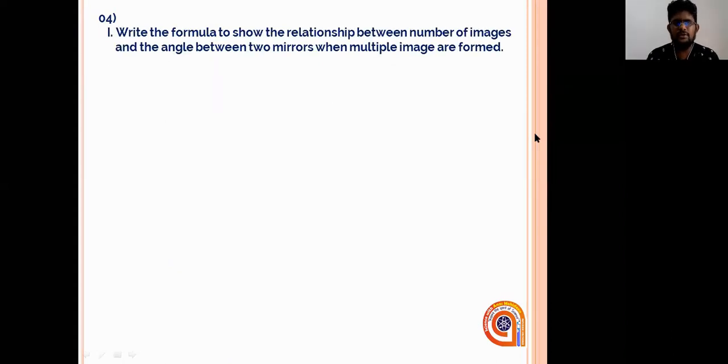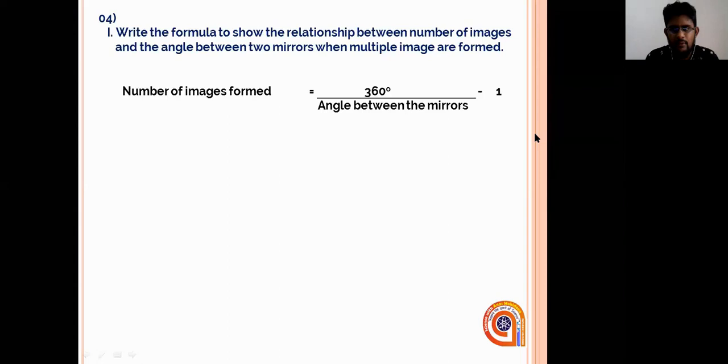Write the formula to show the relationship between the number of images and the angle between two mirrors when multiple images are formed. When we are using one plane mirror, only one image we can see. If we are using two plane mirrors placed at an angle, then there will be multiple images formed, more images formed. It depends on the angle we keep both the mirrors. So accordingly, what is the formula here?